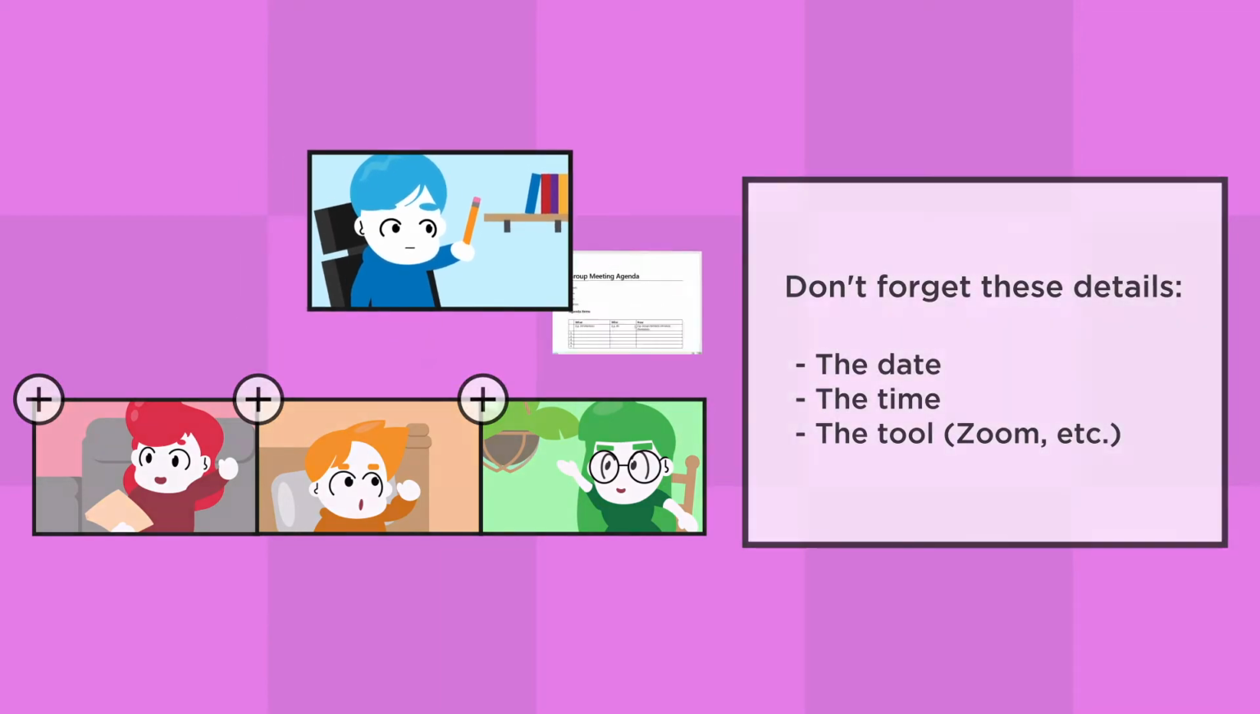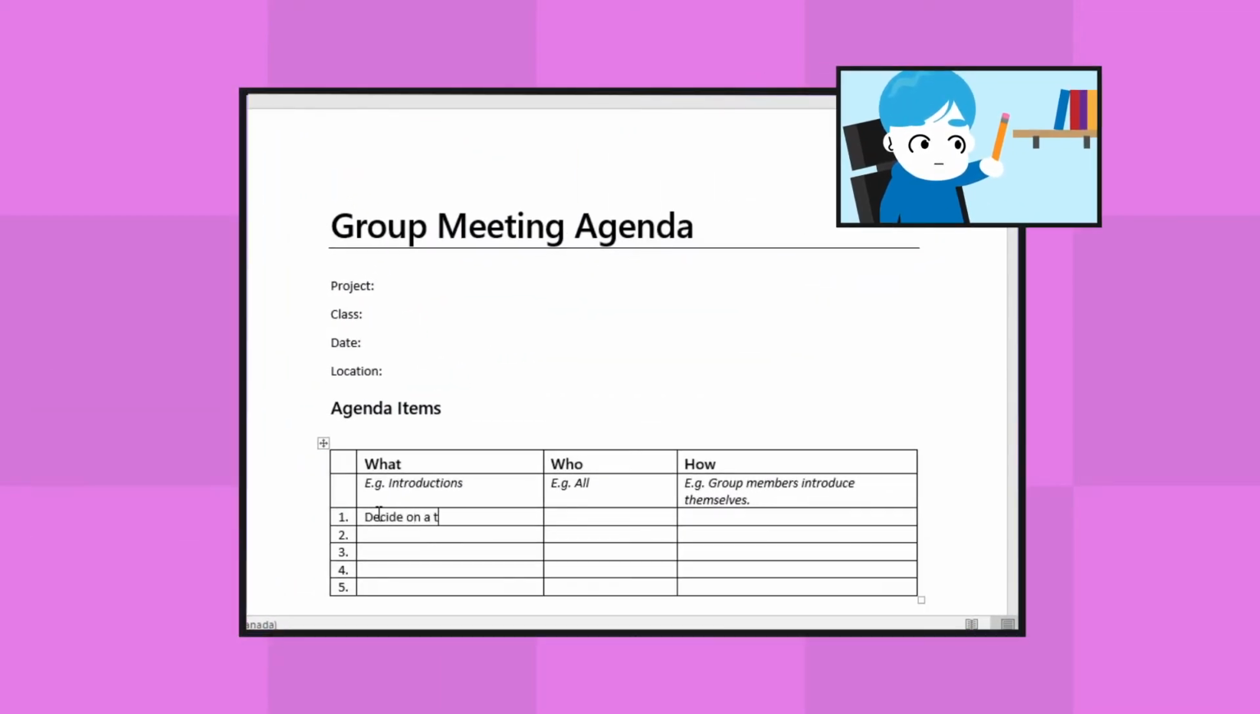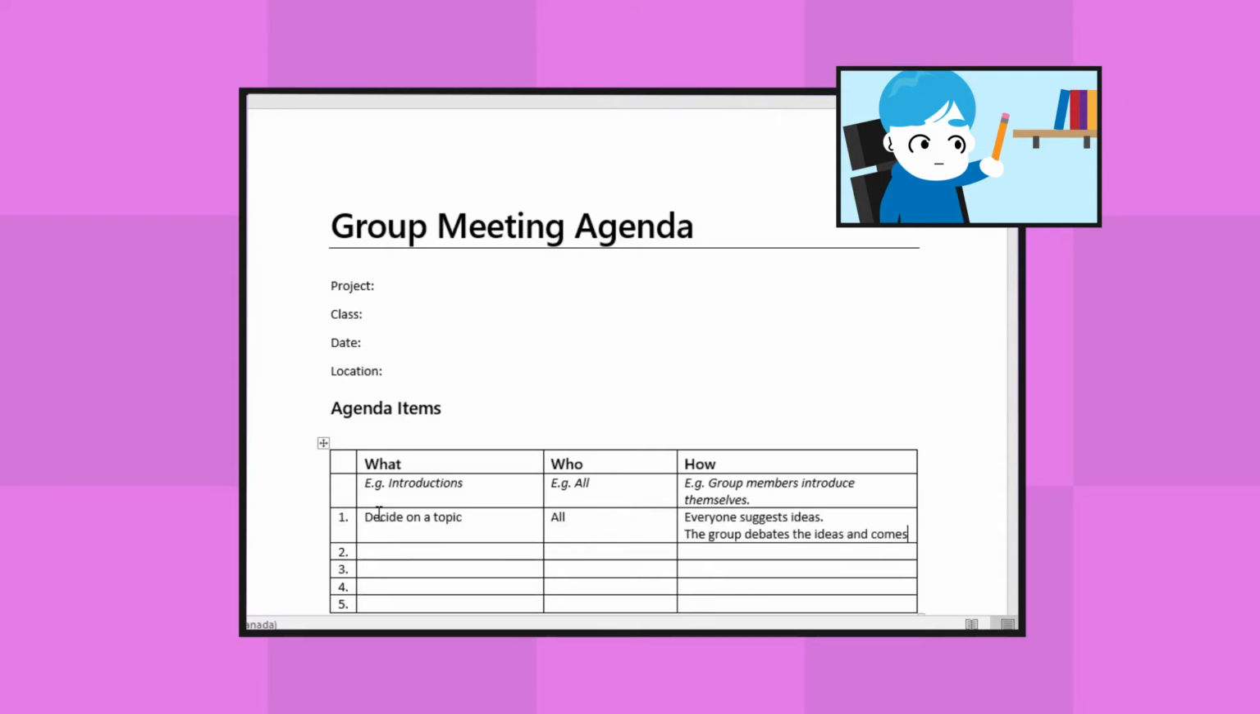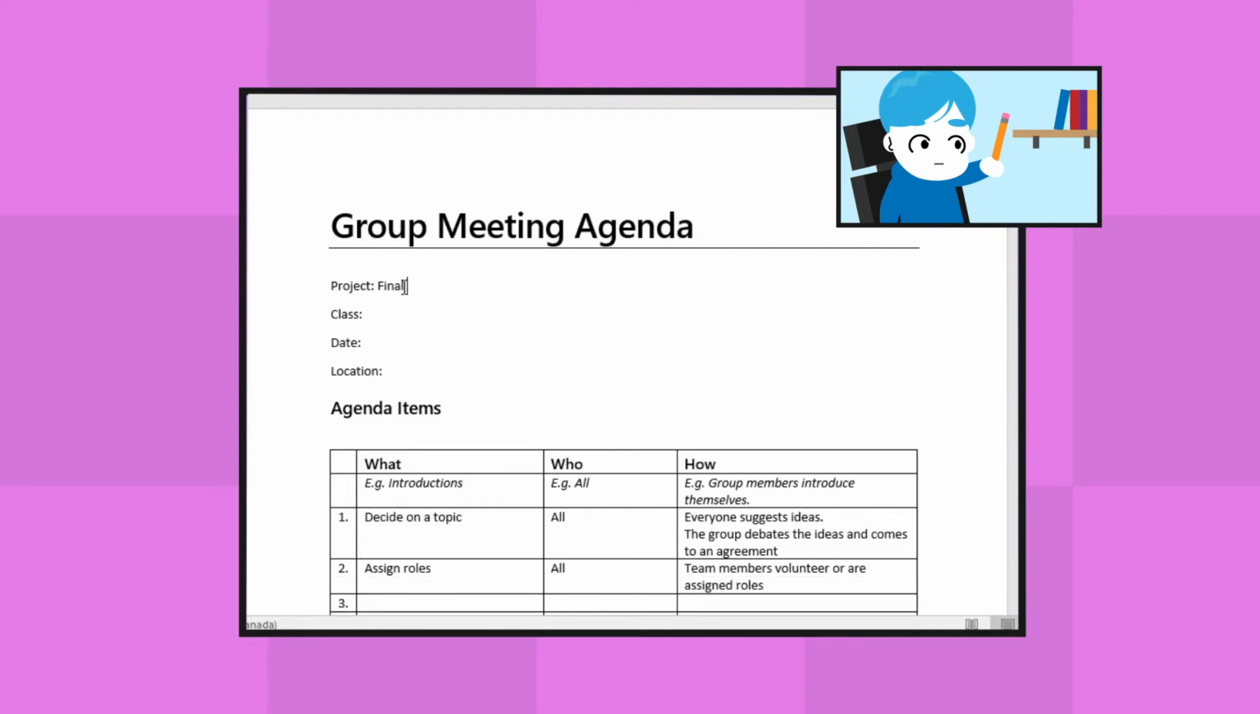Once you have the basics down, create an agenda for the meeting. This just means making a list of the things you want to cover in the meeting and who will be talking about each topic. Having an agenda can help you stay on task so you don't waste time or forget to talk about something important. Add the meeting information to the agenda to make sure everyone is clear on the details.